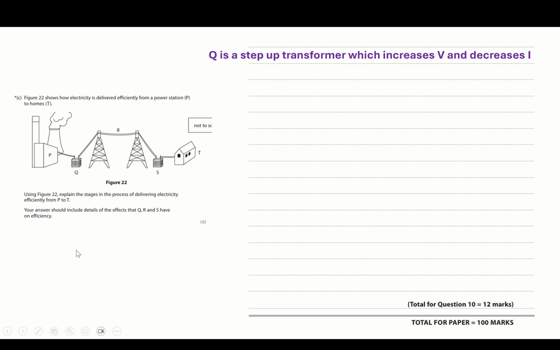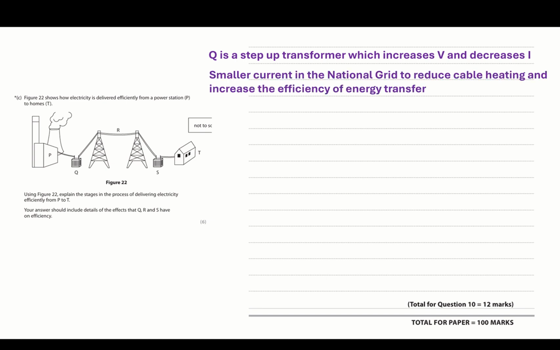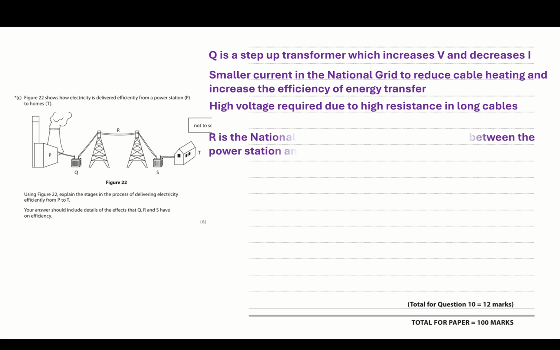So the first part, Q is a step up transformer. It increases voltage and decreases current. Lovely, nice and easy. There's a smaller current in the national grid to reduce cable heating, and this increases the efficiency of energy transfer. We also want a high voltage because we've got to push it over a large resistance. So a high voltage required due to the high resistance in the fact that these are ridiculously long cables.